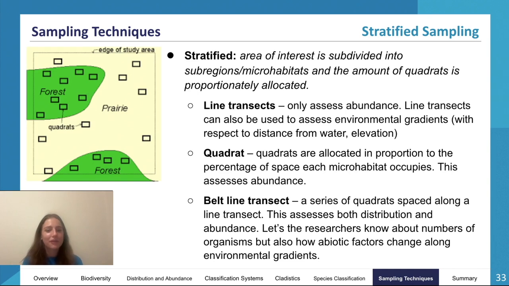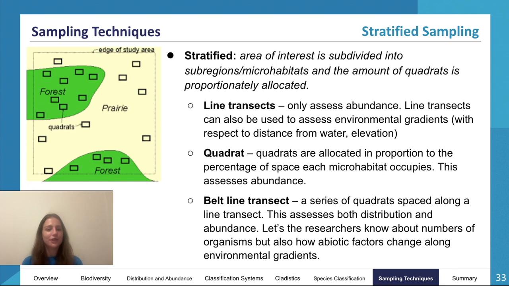Next, we have quadrant sampling, like I was mentioning earlier. This is one of the best ones. It works great with stratified sampling. Once you've divided your area into subregions, you can basically just place the quadrants based on the percentage of each space each subregion occupies, like you see there on that diagram. This gives you a more focused look at abundance and makes sure you're actually capturing each part of the ecosystem in proportion to how much it actually is there.